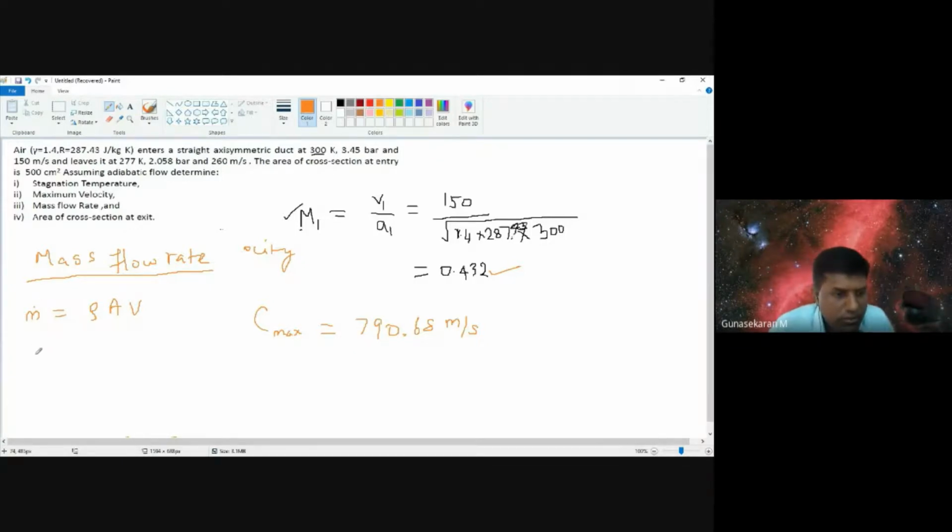Either you can take rho 1, A1 and V1, since the area of the cross section at the entry is given, so we can use this formula. Otherwise, if you know A2, this also can be taken: rho 2, A2, V2. Am I right? Both of them can be used, either this or this. So in that case, what are we going to get? Let's see.